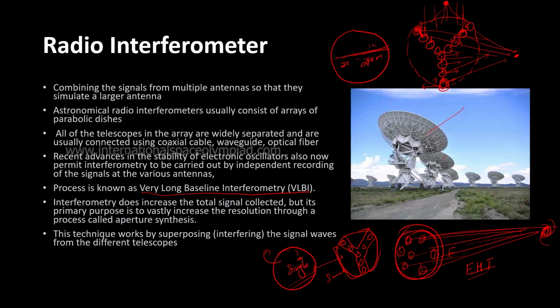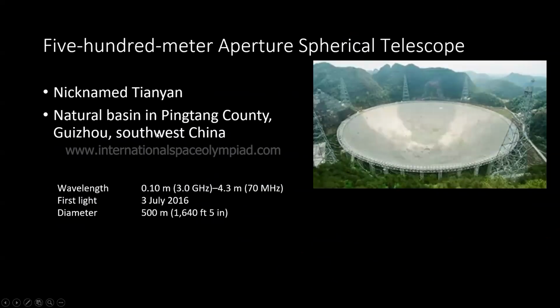So that is called the Event Horizon Telescope, which imaged that black hole. Now this is another single aperture example. I think this is the largest one, nicknamed Tianyan. This is a Chinese one, and the size of this is 500 meters. From one end to the other end, this is half a kilometer, and this is that huge single aperture dish.